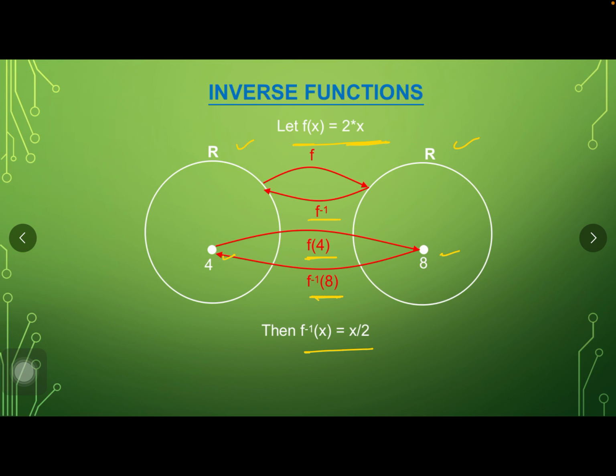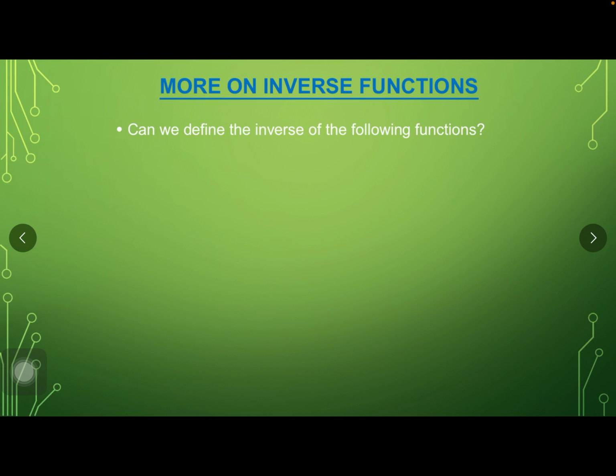Now if we have the element 4 here and 8 here, this shows our function f(4) is 8. So what will be the f inverse? We can say that f inverse of 8 is 4. So if our function goes from this set to this set, this is our function f, then from this set back to this set, this is our f inverse. Clear?